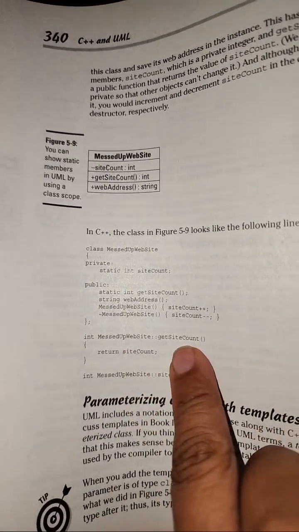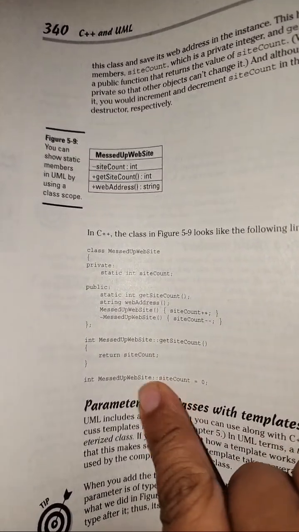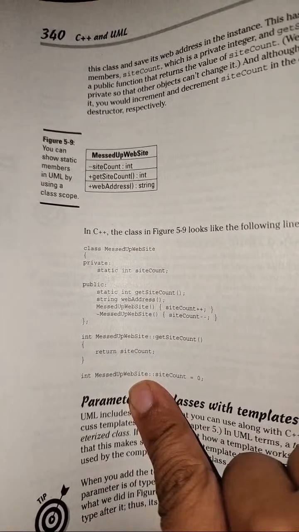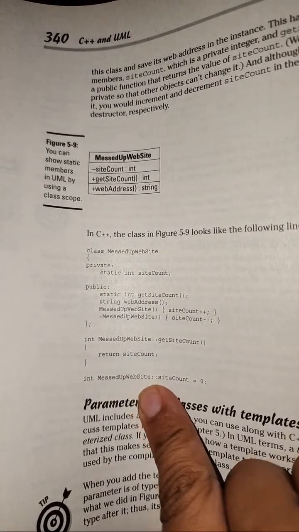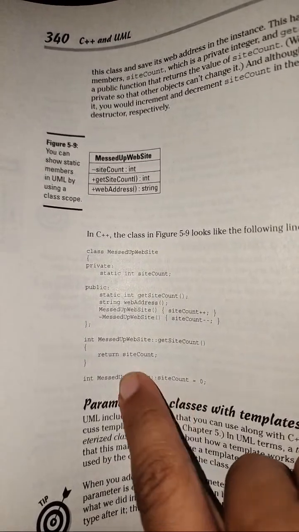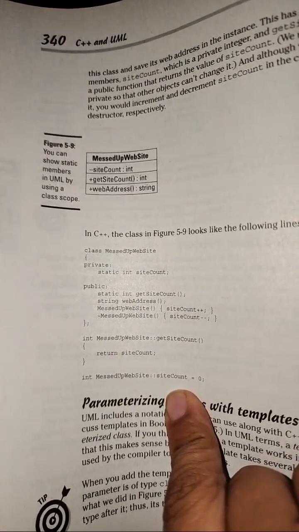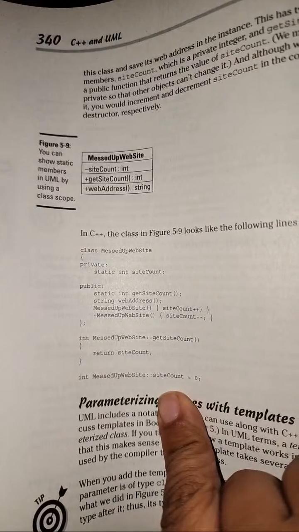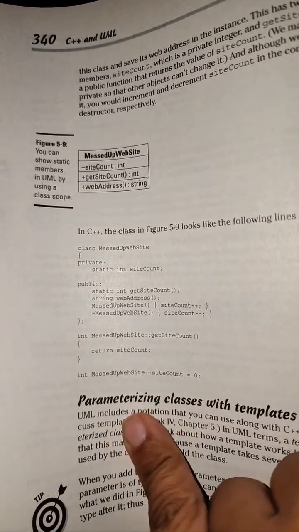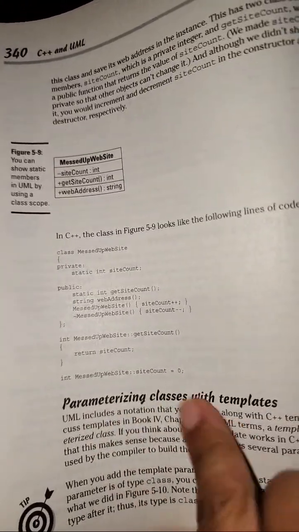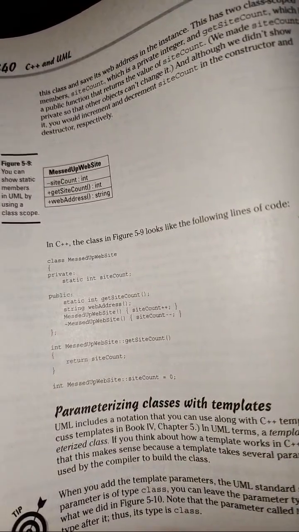So that gets the site count, it returns the site count. And then that looks, oh, I guess that's the destructor, because all it does is set it to 0. Parameterizing classes with templates. Okay.